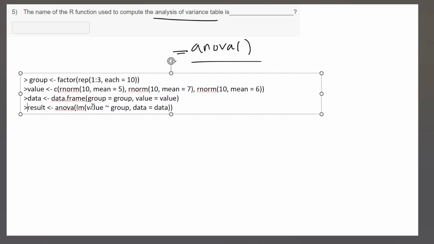The ANOVA lm is the linear model on the values. So we are doing the ANOVA test on the values, and the data is taken from the combined data. Then we predict the result, right? So we will be getting one table.